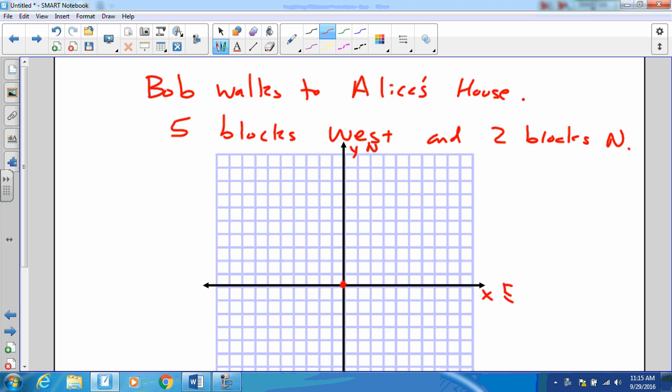And so if Bob walks 5 blocks west, then the first part of his motion looks just like this. And then if he walks 2 blocks north, the second part of his motion is going to look just like this. And so there is Alice's house.